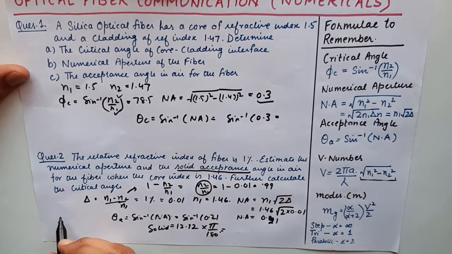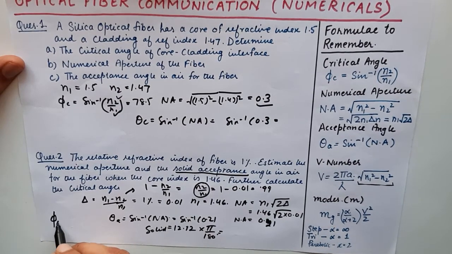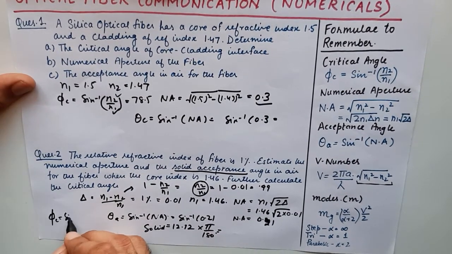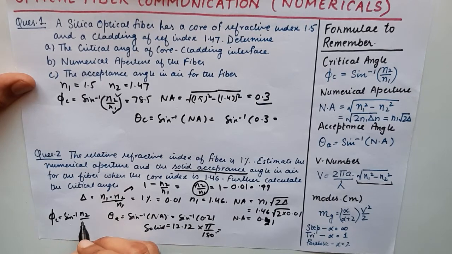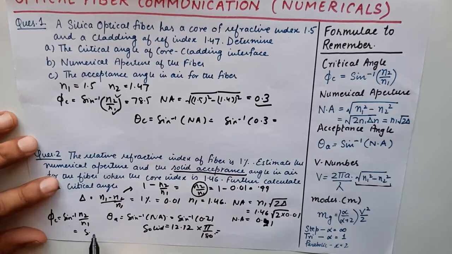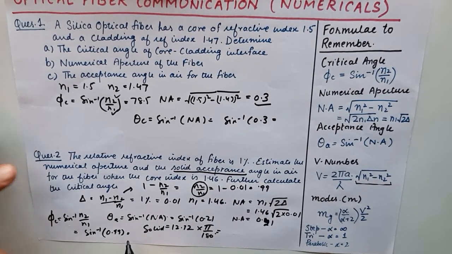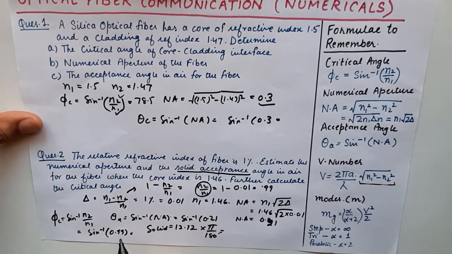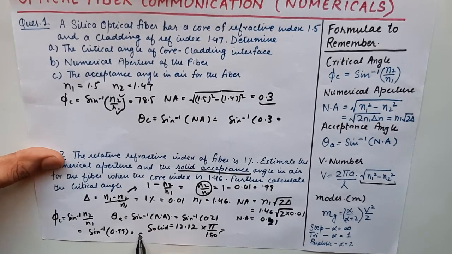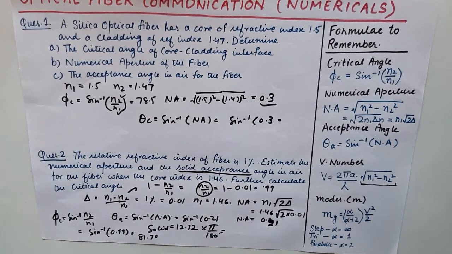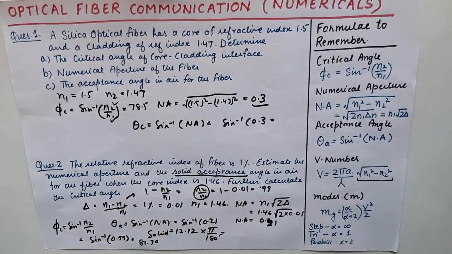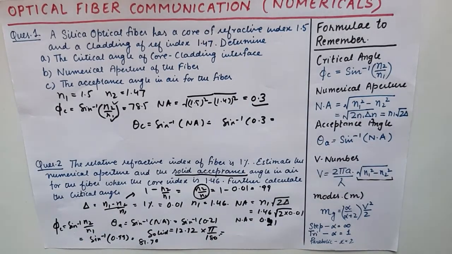Because the critical angle, phi c, is equivalent to sine inverse of n2 by n1. So if I say this is sine inverse of 0.99, the critical angle will become 81 point something degrees. All right, so this was the first set of numericals.